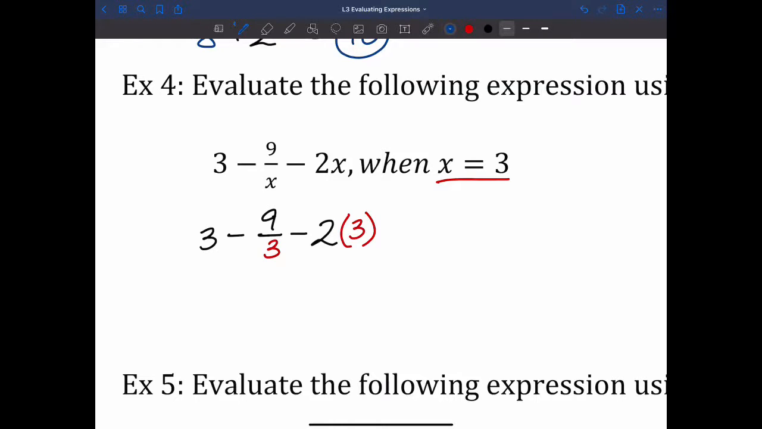So I'm thinking about order of operations, right? I've got some parentheses, but it's just a 3. I can't do anything in those. So I'm going to move on. I don't have any exponents, but I do have multiplication and division, right?